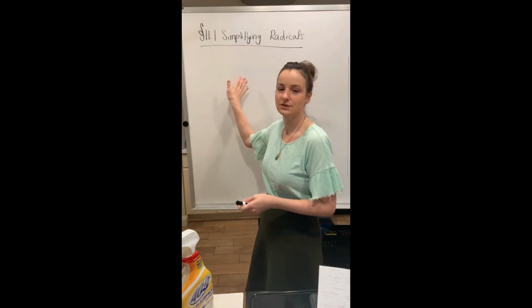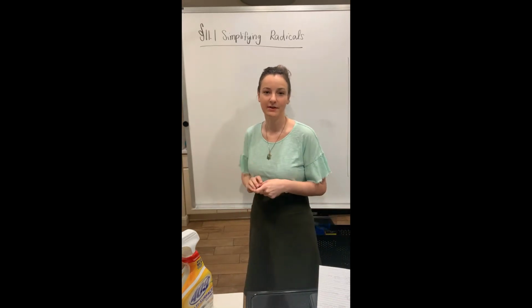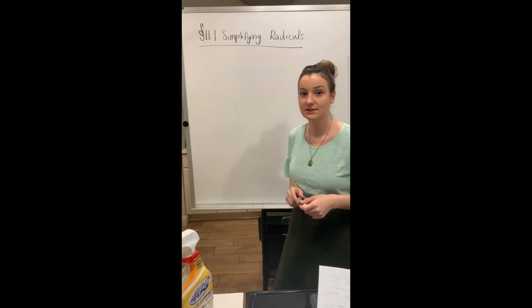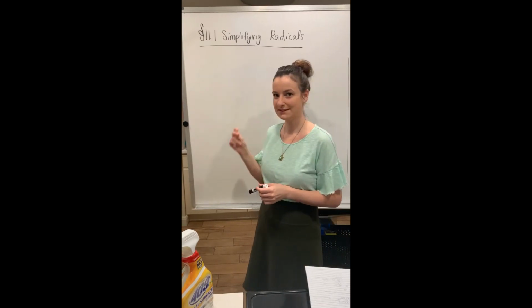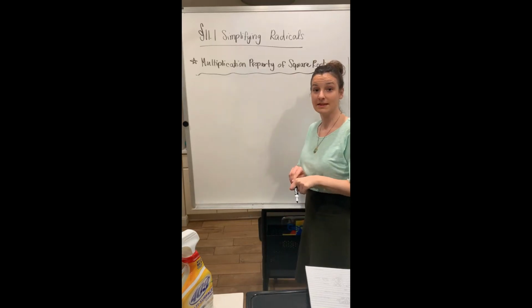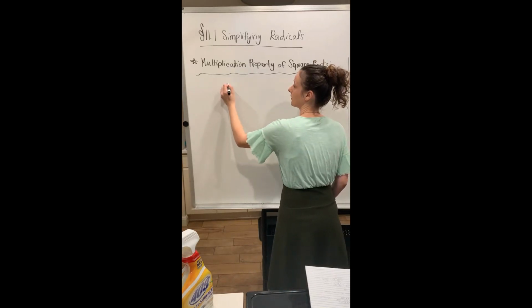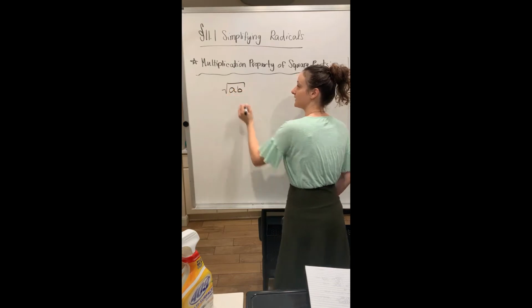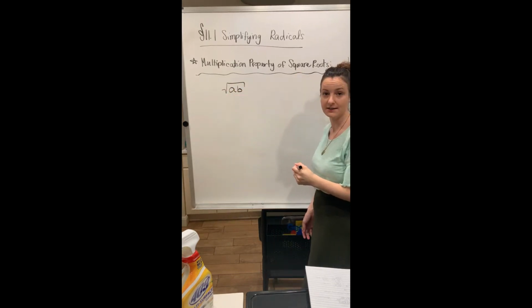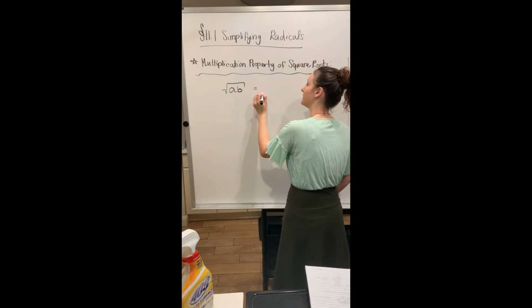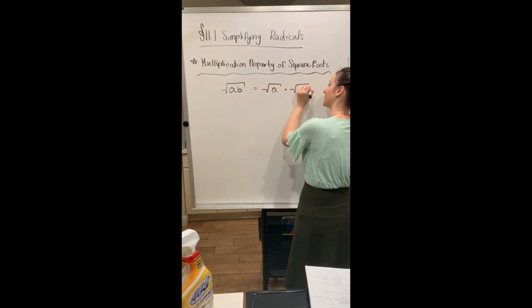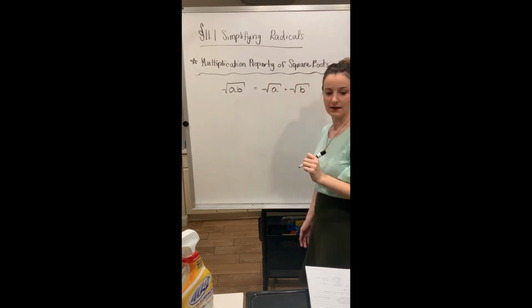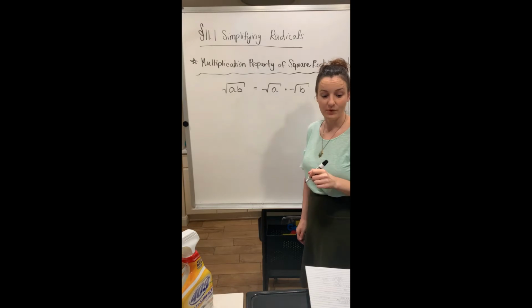Today we're going to start with chapter 11.1, Simplifying Radicals. We're going to begin with the multiplication property of square roots. This property says if you take the square root of a times b, two numbers being multiplied, then you can break this up into the square root of a times the square root of b. So we can use this property to simplify radicals.